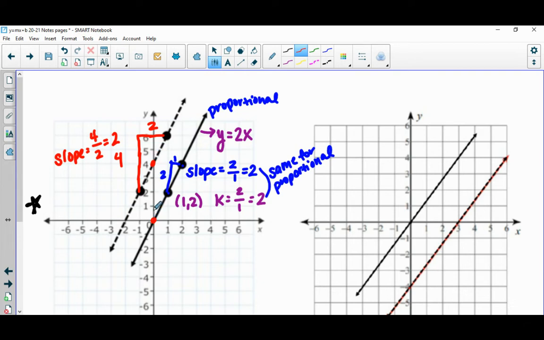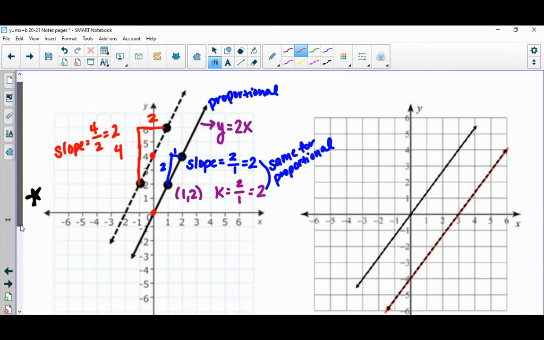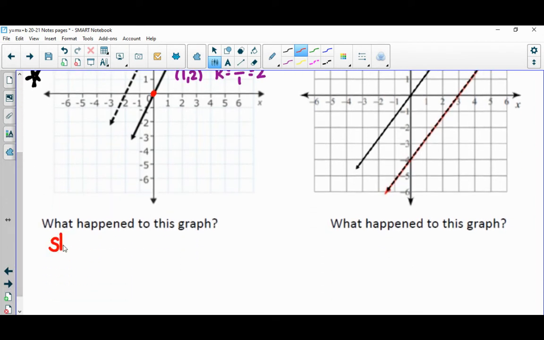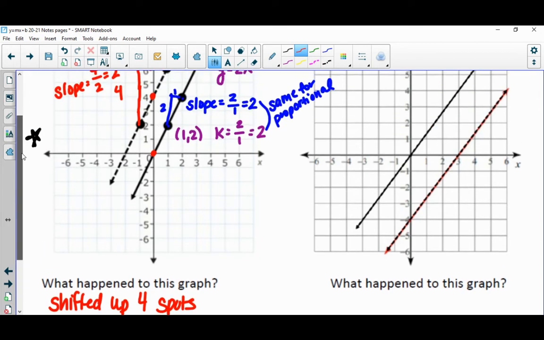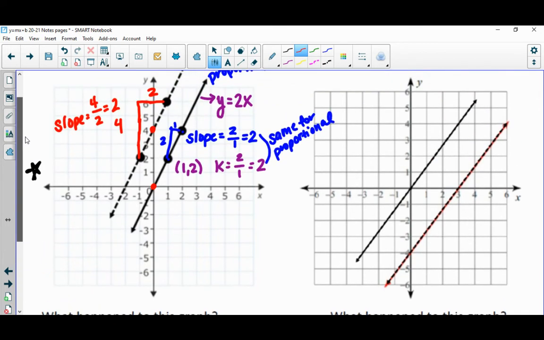So this gets shifted up, and this point now is going through where the y is 4. So this graph, what happened to it, it was actually shifted up 4 spots. So even though it's not a proportional relationship, the slope is still 2.